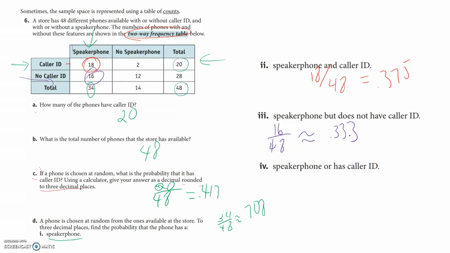And then your last one, speakerphone or has caller ID. So speakerphone here, or has caller ID. So for speakerphones, we have the total of 34, which is the 18 and the 16. And then come up here to caller ID, we will add in an additional 2, which would give us 36. So 36 out of your 48, which would leave you with 0.75.